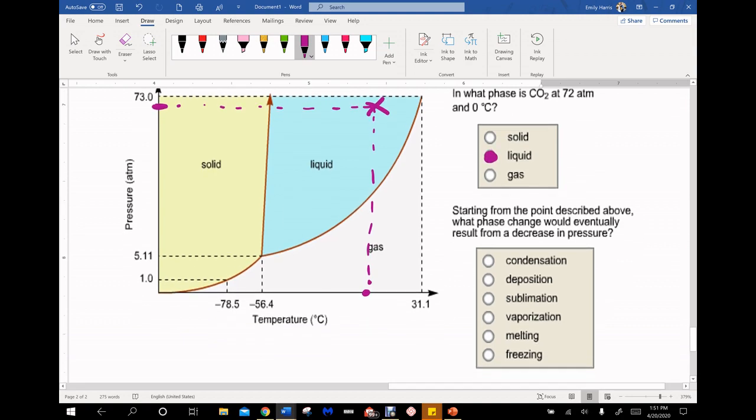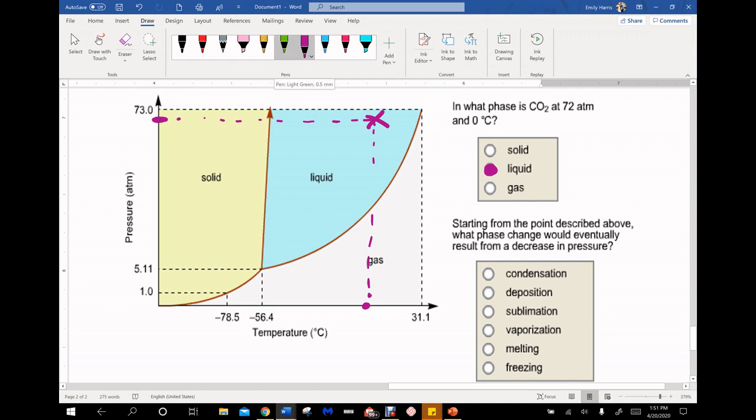Okay. So now we've got a second question. It says if we start at this point above, so that point that we just marked, what phase change would eventually result from decreasing the pressure? So if we decrease the pressure, we'd be making it go down. And so what will happen is a liquid will be turned into a gas. So we have to think, okay, what do we call that phase change from a liquid to a gas? I'll give you a second to think about that. All right, very nice. So a liquid to a gas is vaporization.